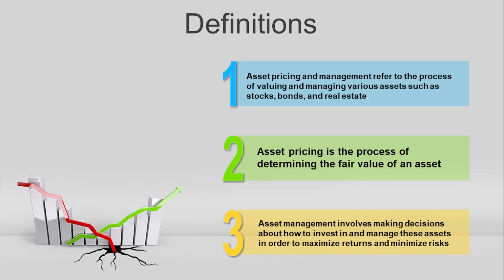Let's take some definitions. Generally, asset pricing and management refer to the process of valuing and managing various assets such as stocks, bonds, and real estate. Now let's look at asset pricing on its own. Asset pricing on its own is the process of determining the fair value of an asset.